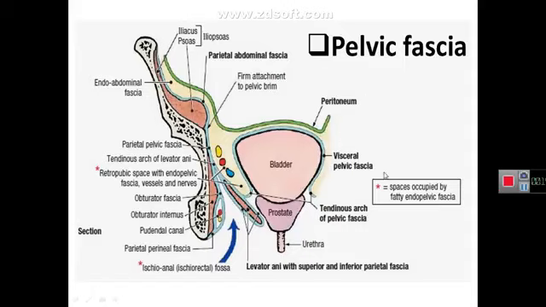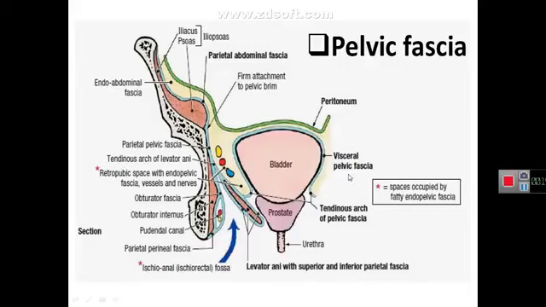In regard to pelvic fascia, it can be classified as the fascia over the organs in the pelvis, which is called visceral pelvic fascia, and the fascia on the walls and the floor, which is called parietal pelvic fascia. The visceral and parietal fascia of the pelvis have rules.